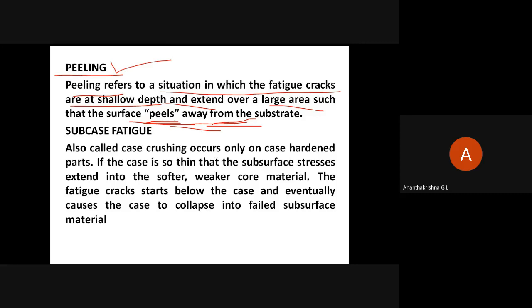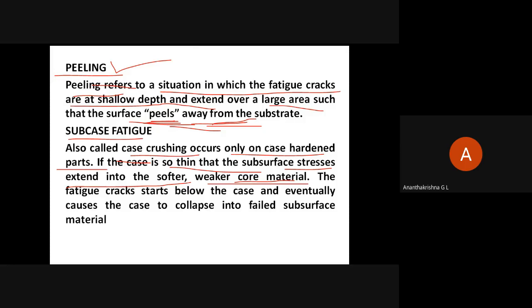Then the last one is subcase fatigue. It is also called case crushing, and occurs only in case hardened parts like gears. Most gear components are case hardened. Case hardening in the sense the hardness will be to a depth of only 0.8 mm. Below that it's all soft condition. If the case is so thin, subsurface stresses extend into softer, weaker core material.